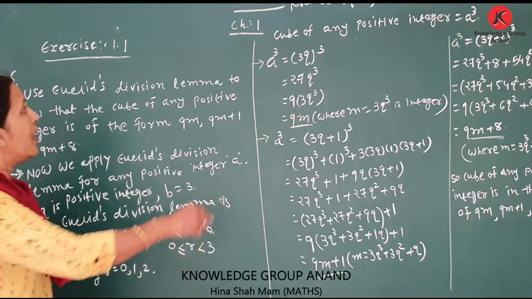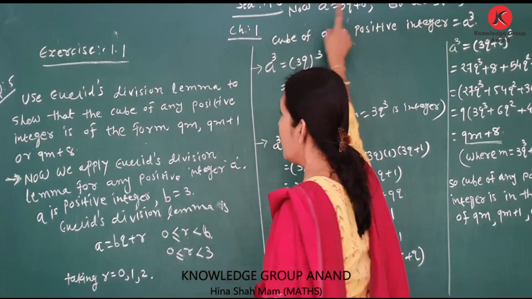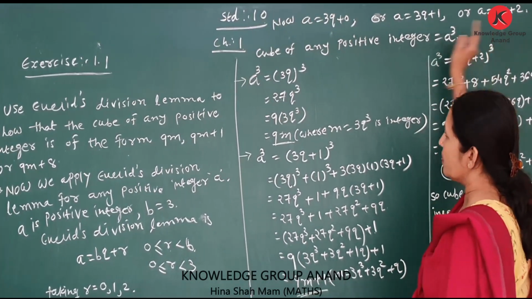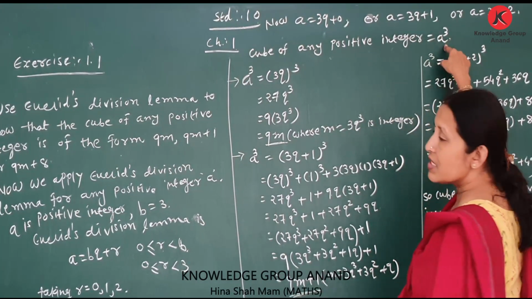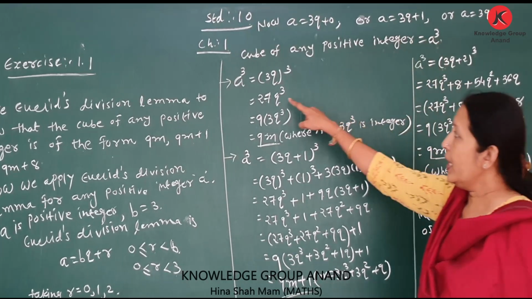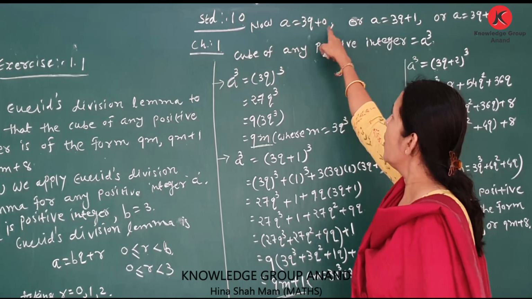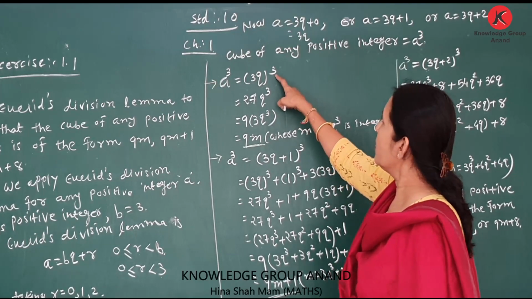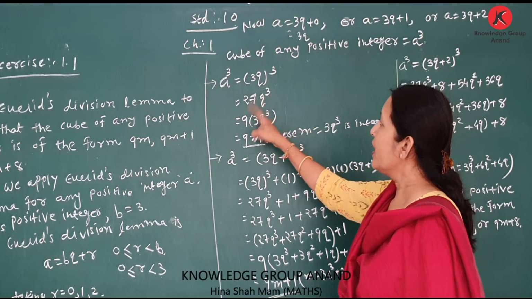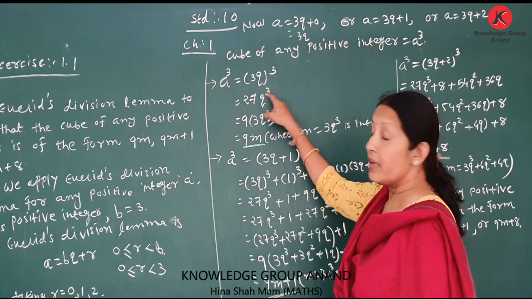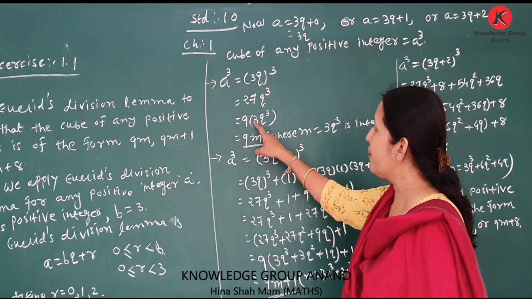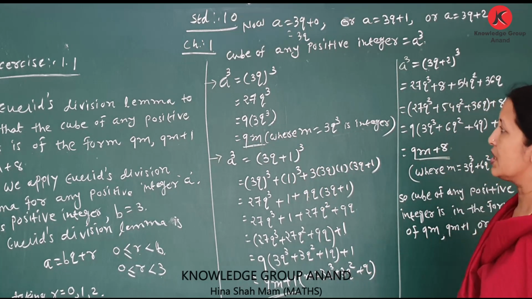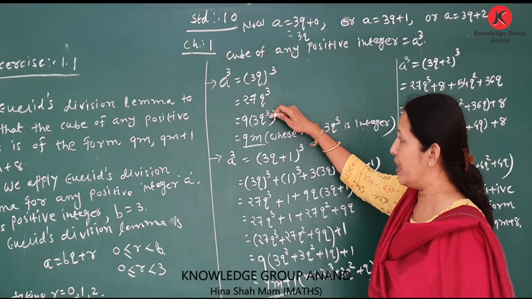Now a is equal to 3q, or 3q plus 1, or 3q plus 2. The cube of any positive integer is a cube. Taking a cube is equal to (3q) whole cube, that is 27q cube. We take 9 common, since 9 times 3 is 27. So it is 9m, where m is equal to 3q cube.